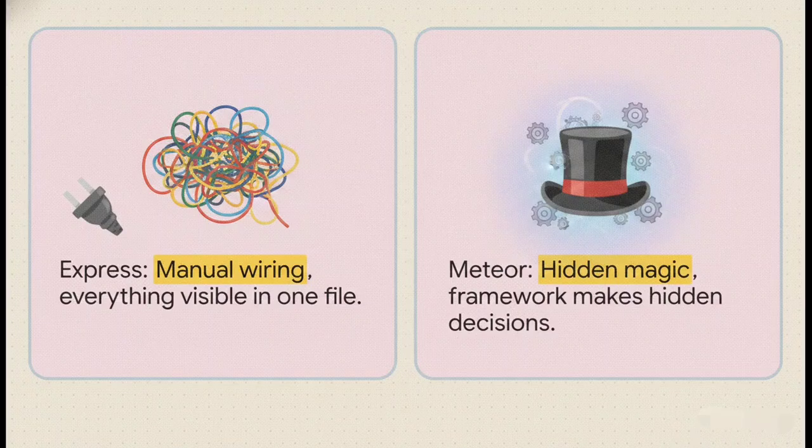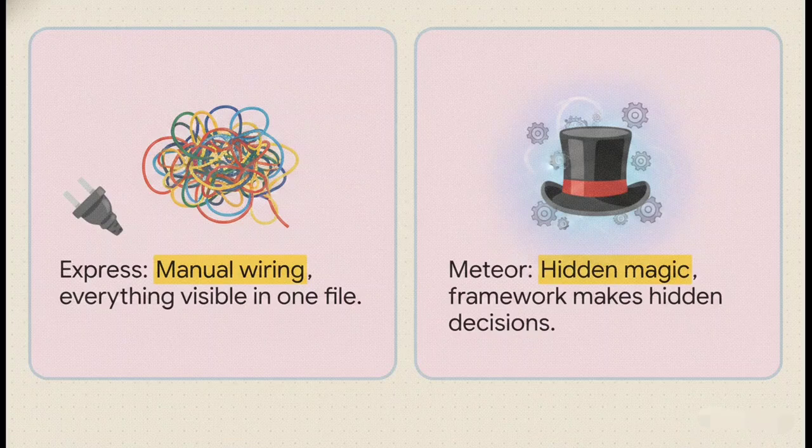Now, to really grasp why NestJS is built the way it is, we kind of have to look back at where you might be coming from. If you're an Express developer, you are totally used to the wild west of manual wiring. You know the drill. You use app.use, app.get, and honestly, you can practically see every single route and middleware in one giant file. You wire it all yourself.